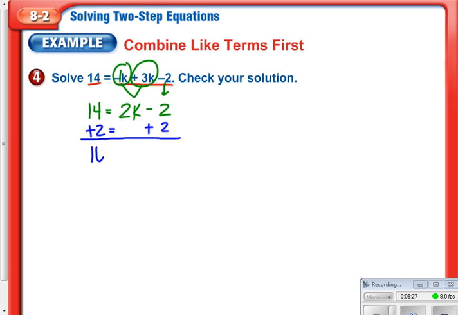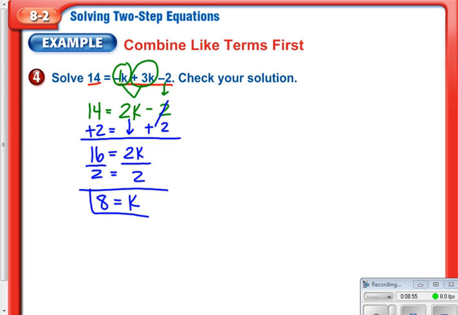I wind up with 16 equals, I drop down my 2k. Those terms would cancel out. And I need to get k by itself. In order to get k alone, inverse operations, 2 is being multiplied into k. So I need to divide by 2 to both sides, and I have 8 equals k. Go ahead, jump on to that next problem over there, and work through this as well.